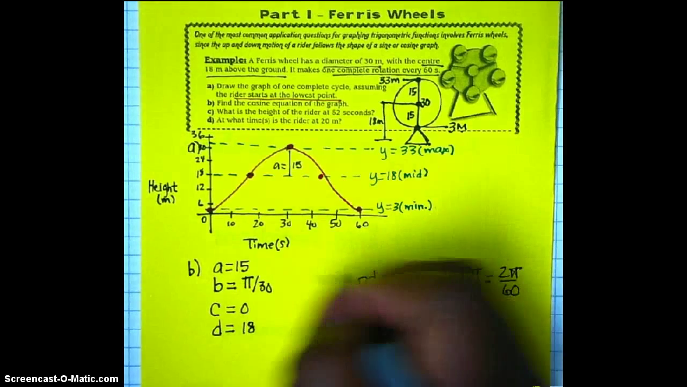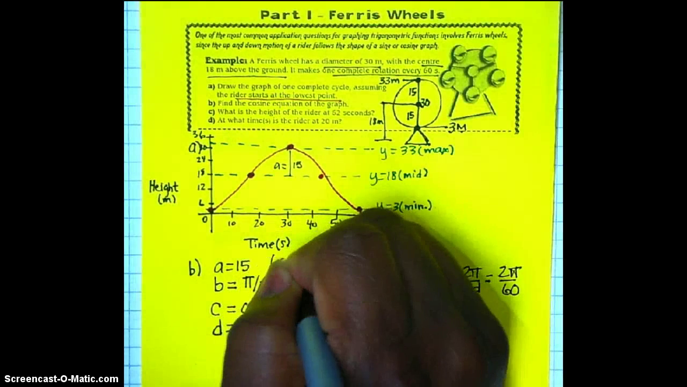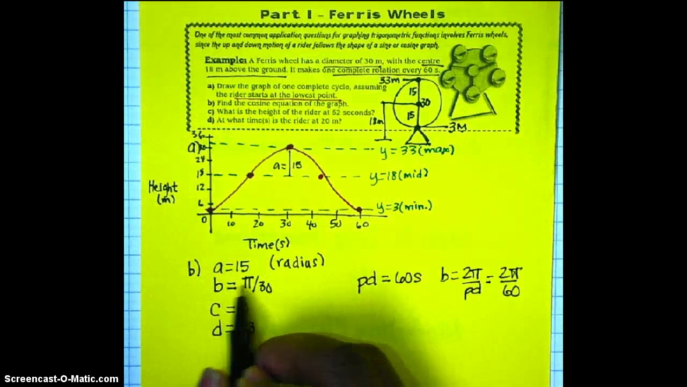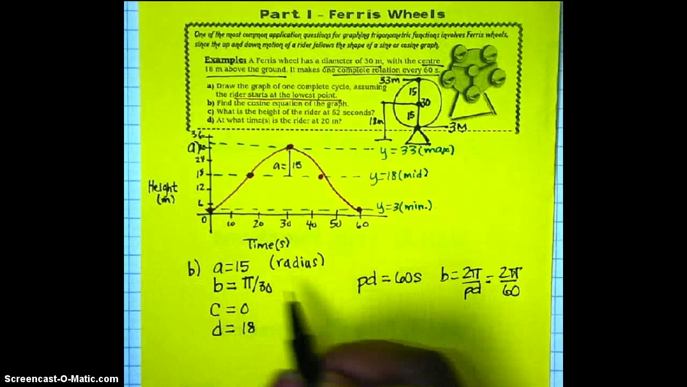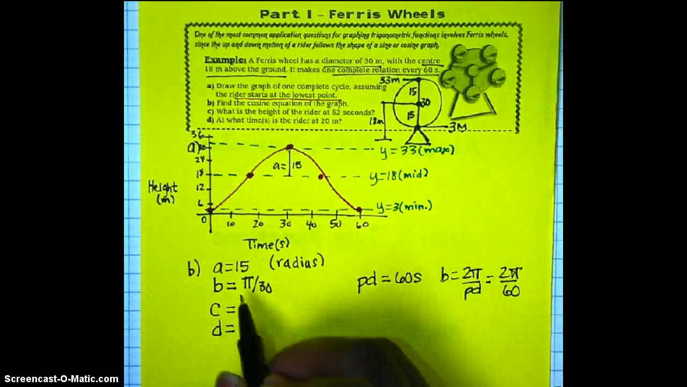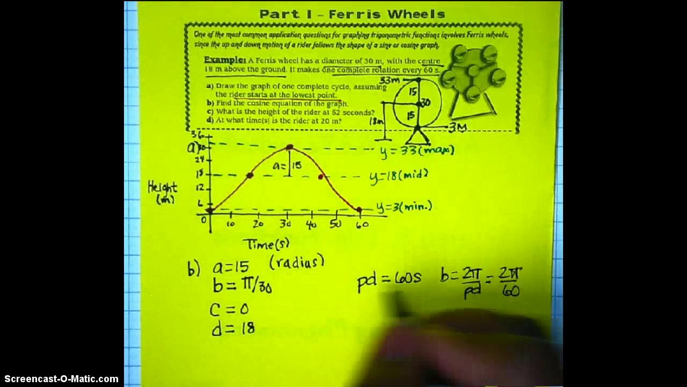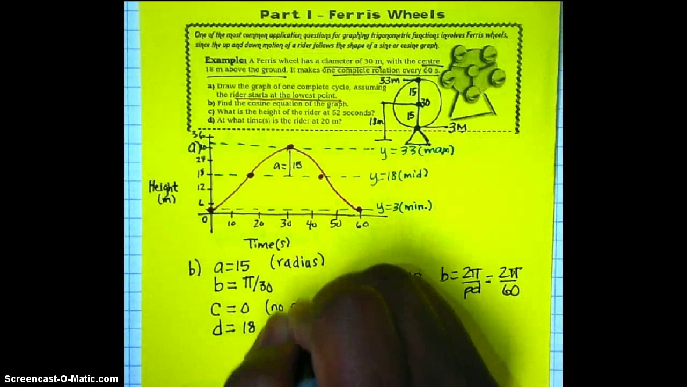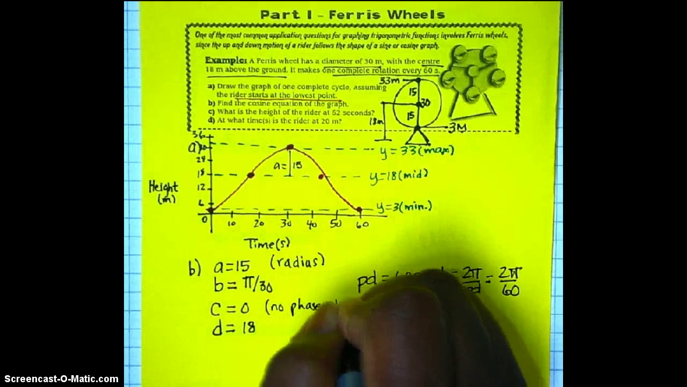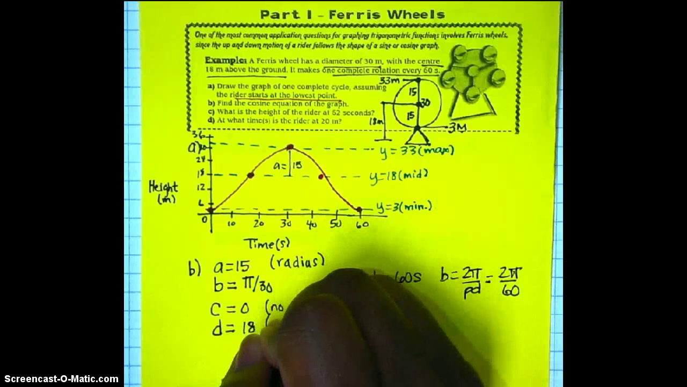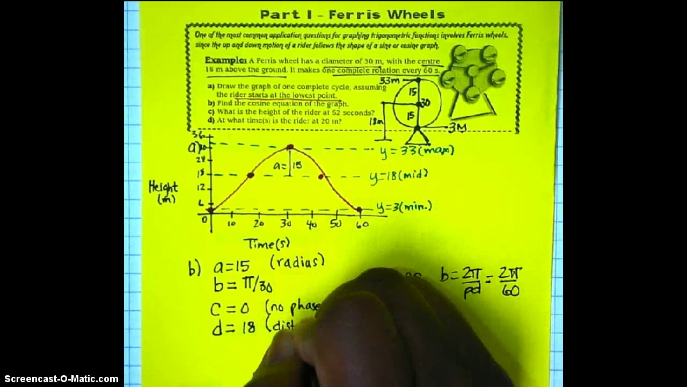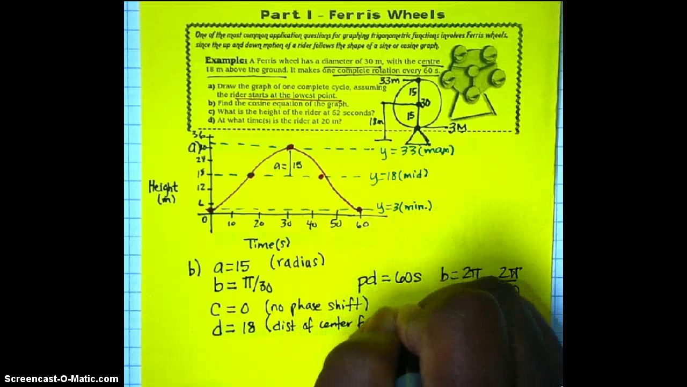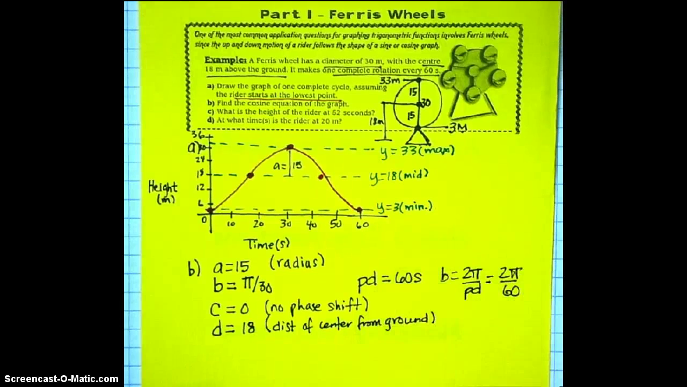So to recap, our A was 15, our amplitude, we got that from the radius. Our B, which is frequency, we complete pi over 30 parts of a curve. Remember, pi is a number, so that's about 1/10 of the curve in 60 seconds. C is 0 because there's no phase shift. And D is 18 because that is the distance of the center from the ground. That is the middle of our Ferris wheel, 18 meters off the ground.